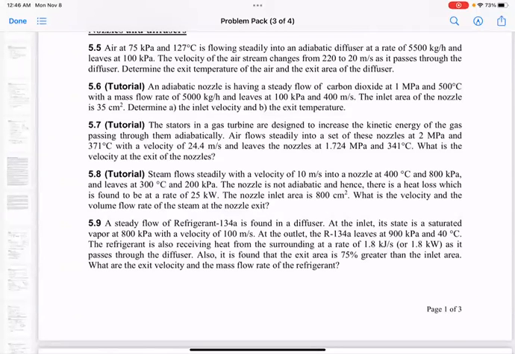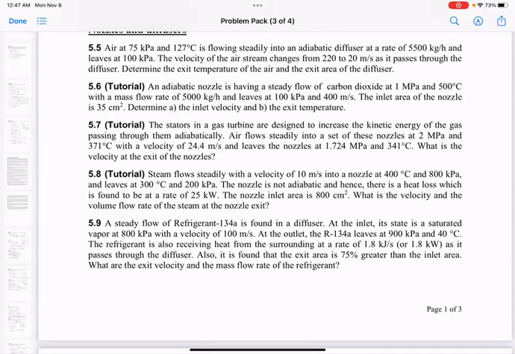So the next question: stators in a gas turbine are designed to increase the kinetic energy of the gas passing through them adiabatically. Air flows steadily into a set of these nozzles at 2 megapascals and 371 degrees Celsius with a velocity of 24.4 meters per second, and leaves these nozzles at 1.724 megapascals and 341 degrees Celsius. The question is, what is the velocity at the exit of these nozzles?